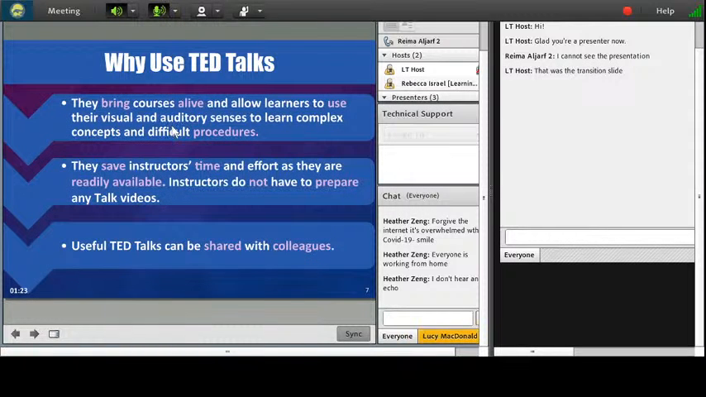They bring courses alive and allow learners to use their visual and auditory senses to learn complex concepts and difficult procedures. They save instructors time and effort as they are readily available. Instructors do not have to prepare any talk videos. Useful TED Talks can be shared with colleagues teaching the same subject.